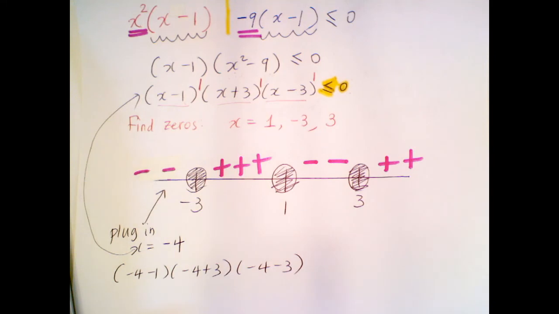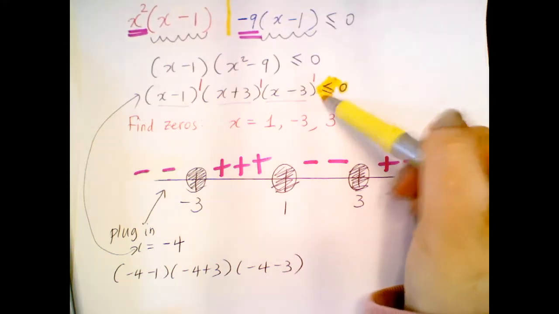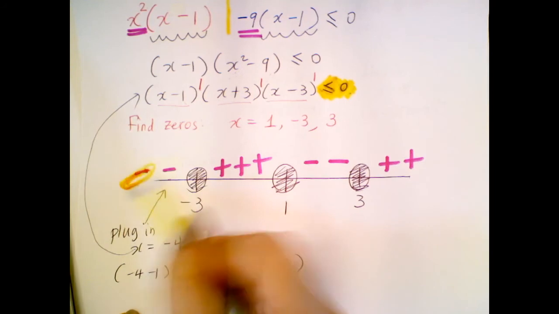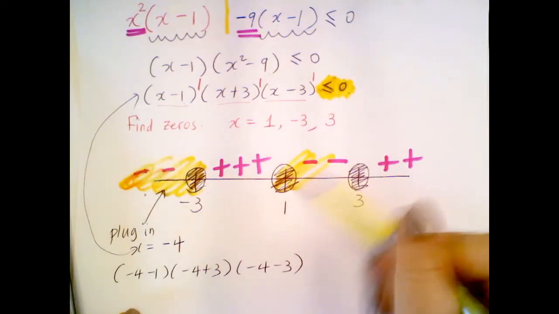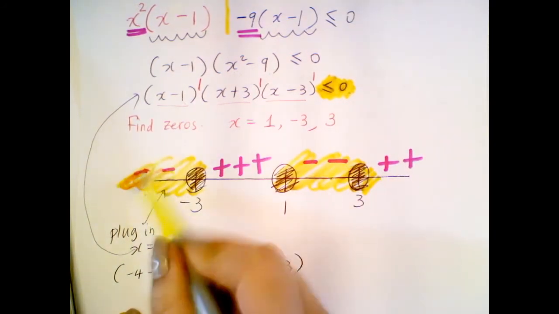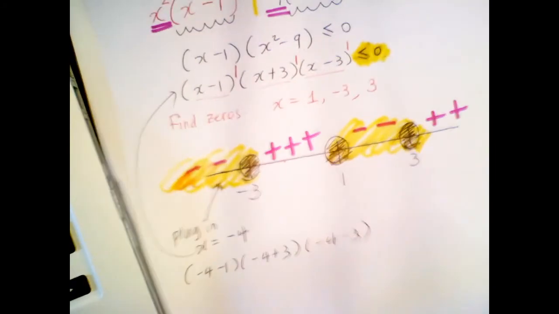I'm going to go ahead and highlight all the regions that are less than or equal to 0. Less than or equal to 0 right here. Less than or equal to 0 right here. So these are my solutions. Let me just write them down in interval notation.